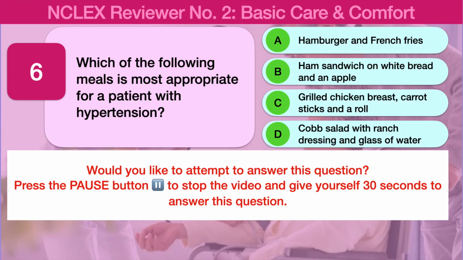Question number 6. Which of the following meals is most appropriate for a patient with hypertension? A. Hamburger and French fries. B. Ham sandwich on white bread and an apple. C. Grilled chicken breast, carrot sticks and a roll. D. Cobb salad with ranch dressing and glass of water.